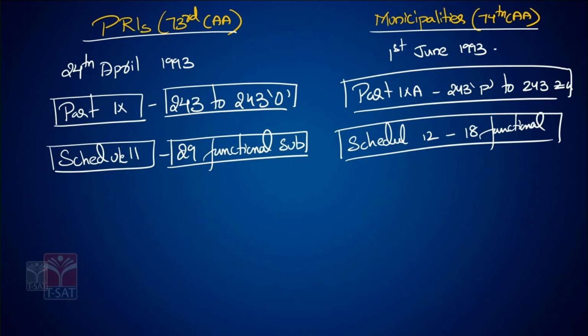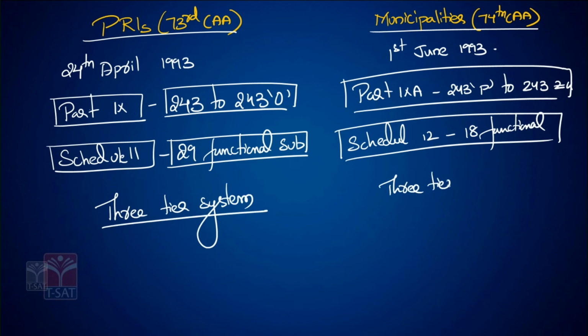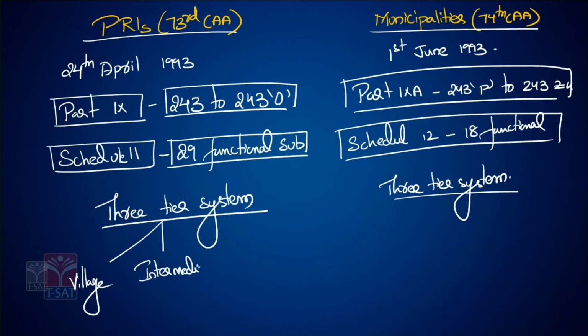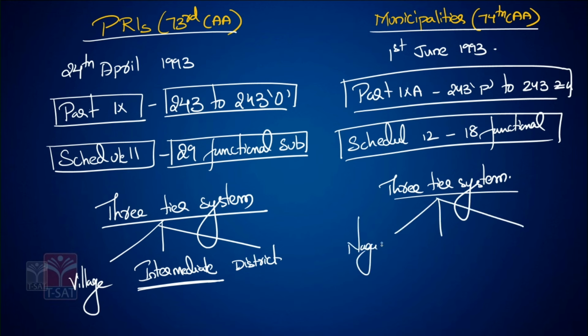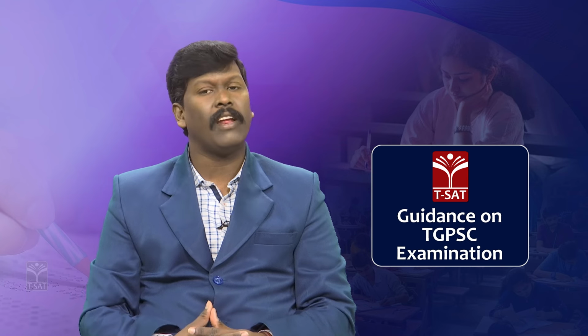Both Panchayati Raj institutions as well as the municipalities have a three tier system. What is the three tier system we have? We have a panchayat at the village level, at the intermediate level, and at the district level. This intermediate level is called mandals in Telangana and Andhra Pradesh. And we have a three tier hierarchy in municipalities. What is that? Nagara Panchayati, Municipal Council, and Municipal Corporation.